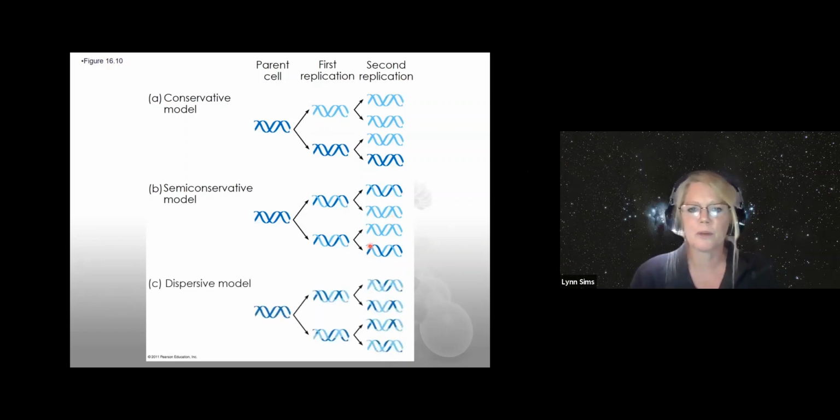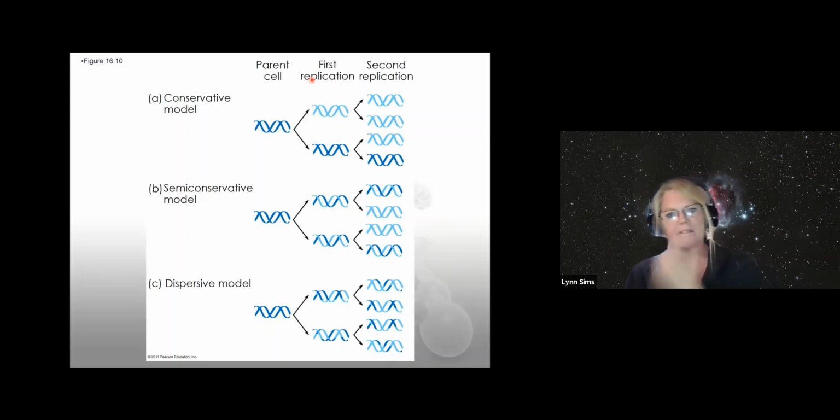Then we have the dispersive model, which suggests that the parent molecule just breaks up into parts and then they reconnect. So you have different segments in each of the molecules after that. Here you would expect all of the ending molecules after several rounds of replication to be the same, with a combination of different sections of the parent and the copies.